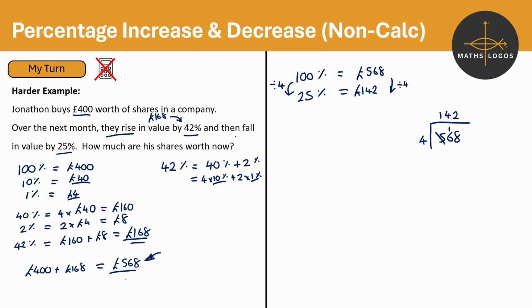Well, they have fallen by 25%, and we've said that that's £142. They've lost £142 of value. To work out the final price of his shares, we'll take the £568 and we'll take away the £142. So 5, 6, 8, take away 1, 4, 2: 8 take away 2 is 6, 6 take away 4 is 2, and 5 take away 1 is 4. So the final price of his shares are £426.